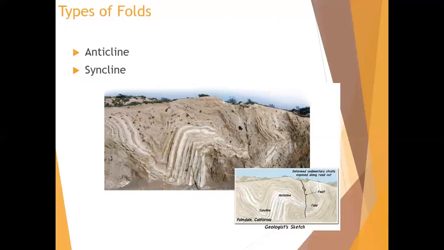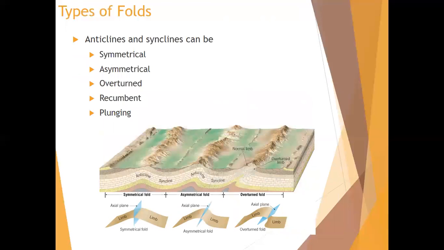These are not our only types of folds. These are our main two types of folds. They can also be further divided. Anticlines and synclines, both of them, could be symmetrical, meaning that the limbs are mirror images of each other. They can be asymmetrical, where the limbs are not mirror images of each other. Those two make pretty good sense. And you can see the symmetrical and the asymmetrical as the first two shown in the picture below.